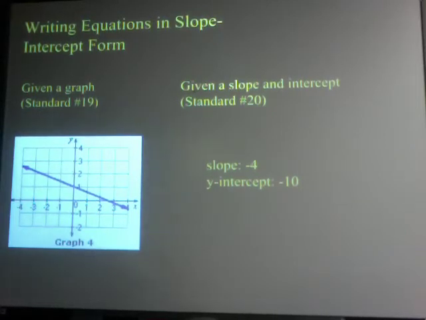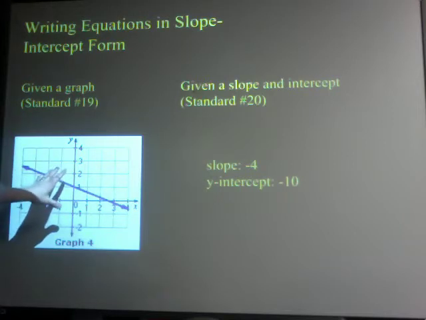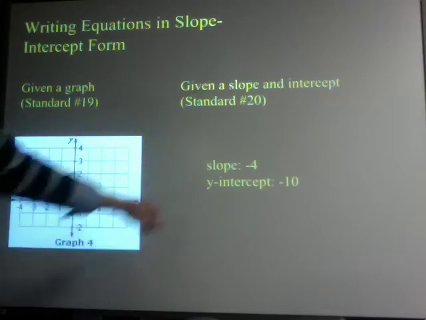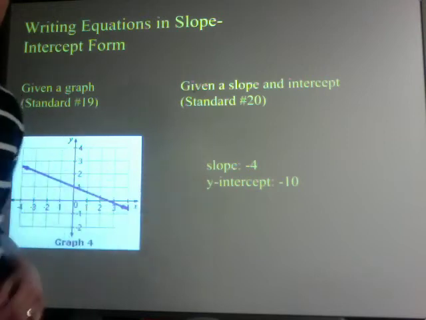Alright, our standards for this week are going to be writing equations in slope-intercept form. They're really two very related skills. Actually, I think you need to be able to do standard 20 here before you can even do standard 19. So we're going to look at these in the same video today. We're going to be looking at writing an equation in slope-intercept form given a graph, so you would have a graph right here, or if you're given information, like a slope and a y-intercept.